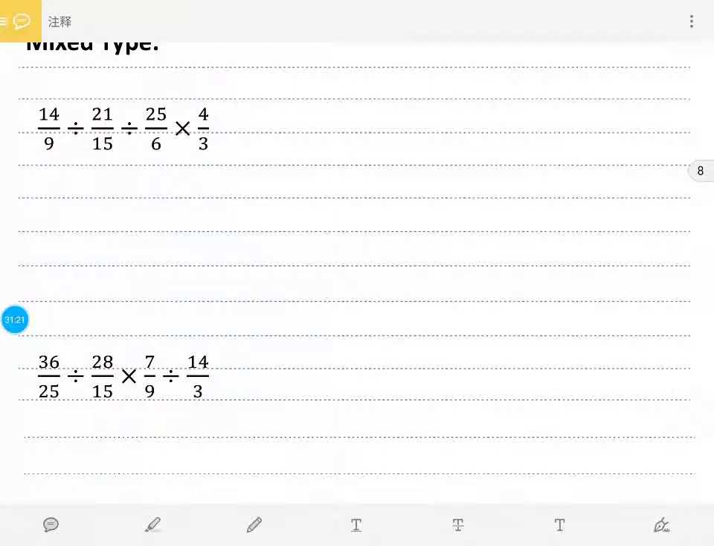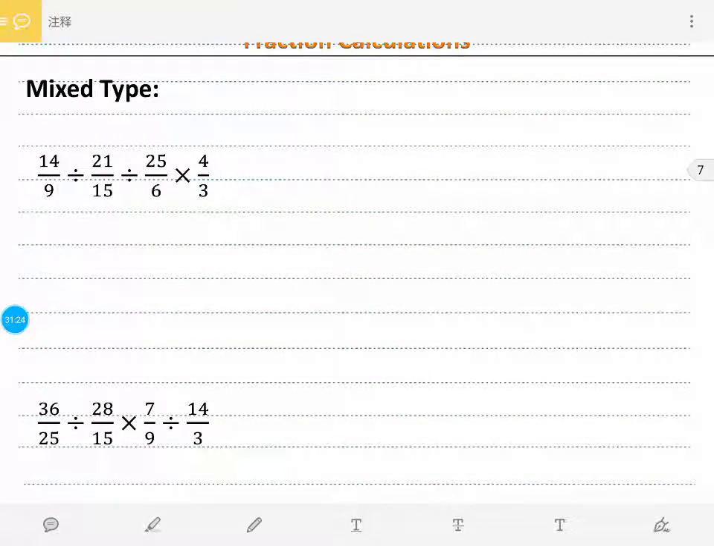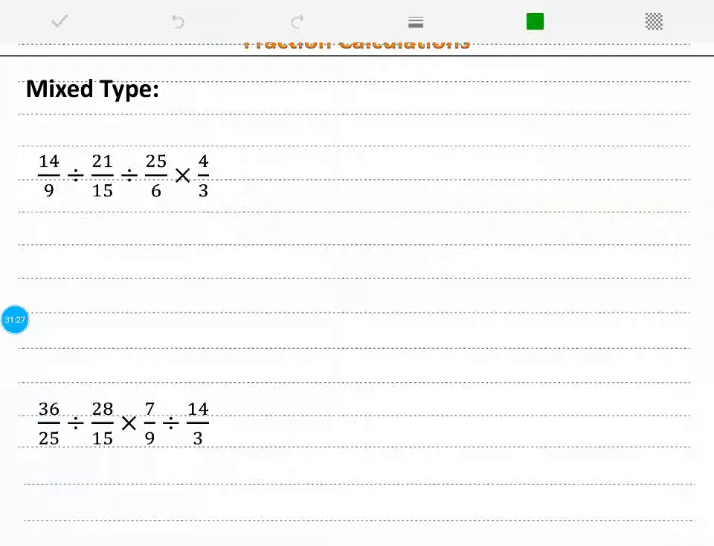Now, let's see some mixed types. That means you are asked to do multiplication and division in one question. Remember that every time you see division, always change to multiplication first. So that becomes 14 over 9 times 15 over 21, then times 6 over 25, then times 4 over 3.